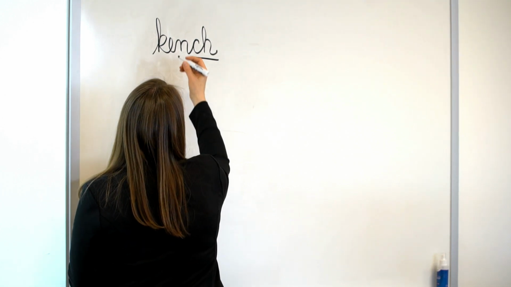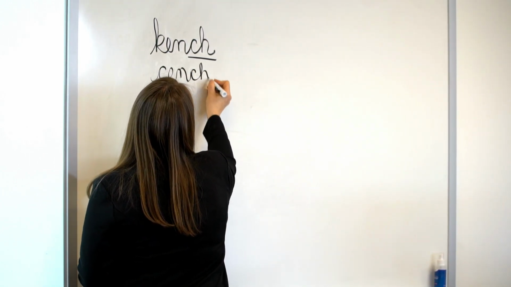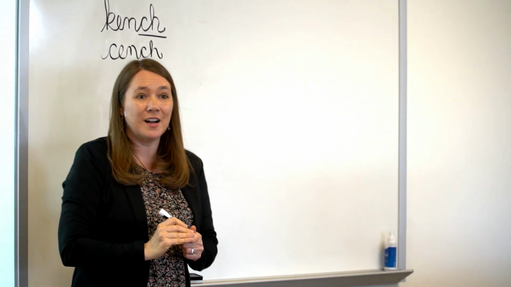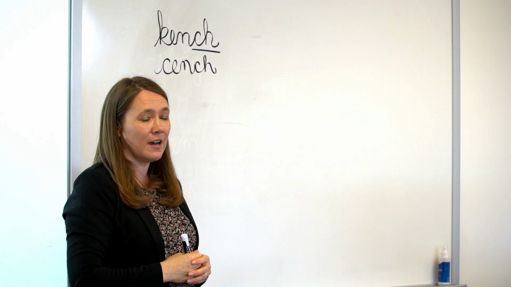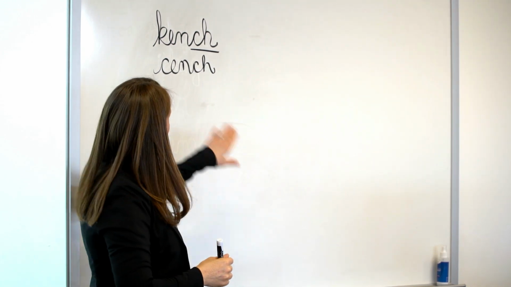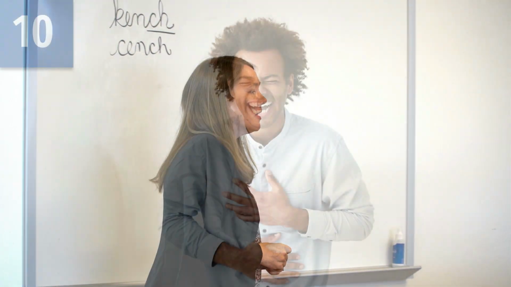Now, why can we not spell it like this? What would this say? Sench. Why? C always softens to s when followed by an E, I, or Y. So we know it can't be this. All right, what does kench mean? It means to laugh loudly.